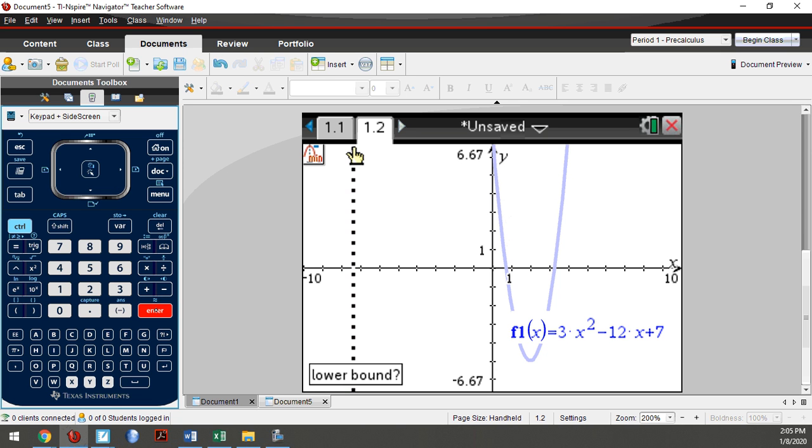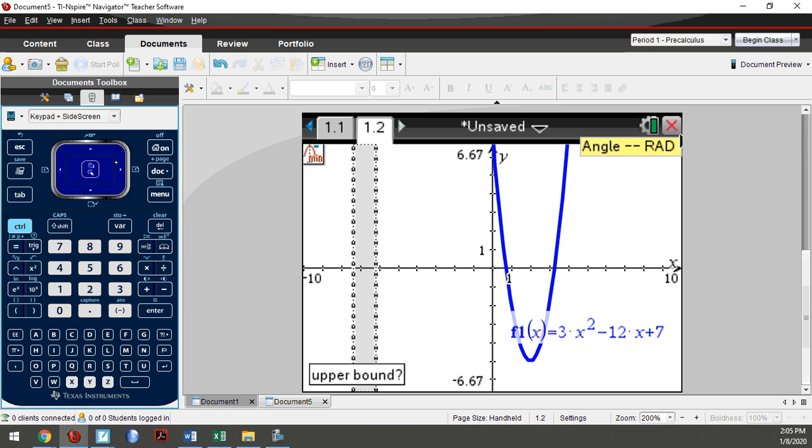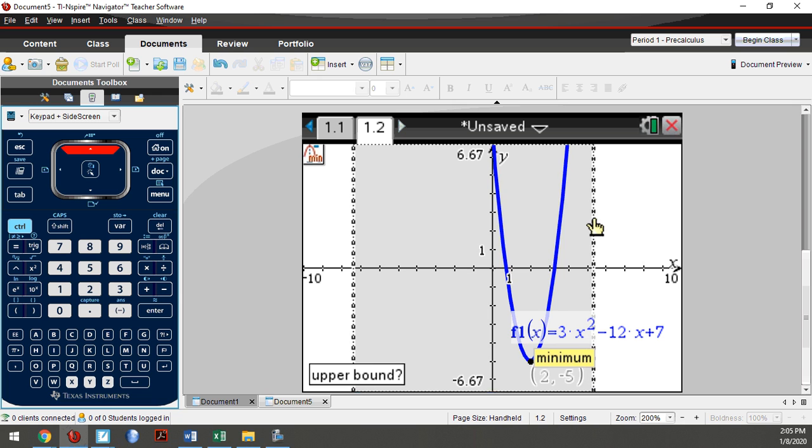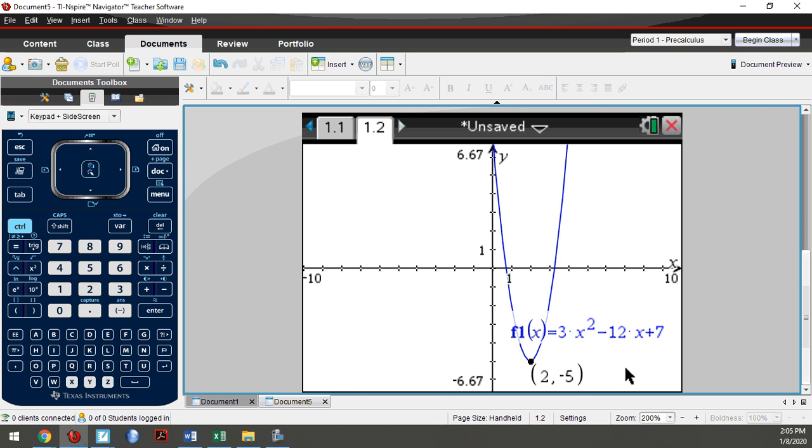So I'm going to choose minimum, and you are going to obtain a dotted line that goes somewhere down your graph. It could be different than mine, which is different than your neighbor's. As long as that dotted line is directly to the left or the right completely of your minimum value, you can hit enter. Then you're going to use the mouse on your calculator. And you are going to verify by clicking again and hitting enter that you have a minimum value of (2, -5).